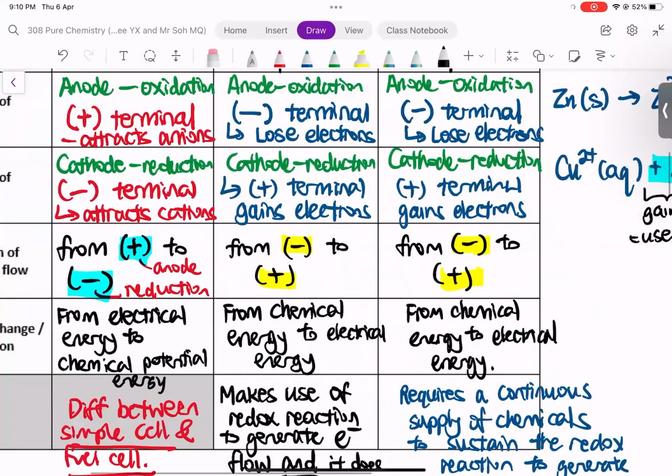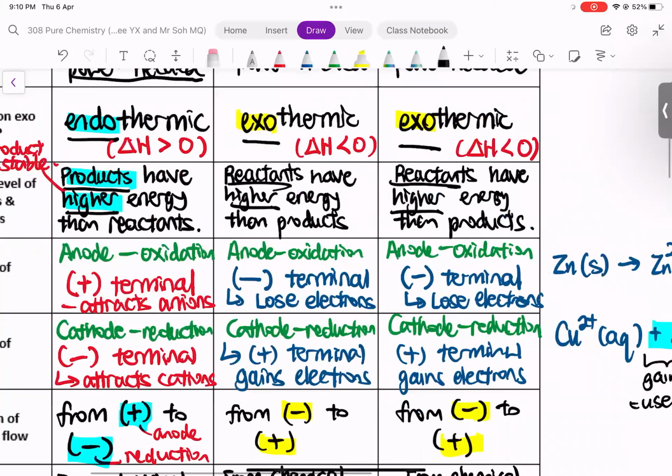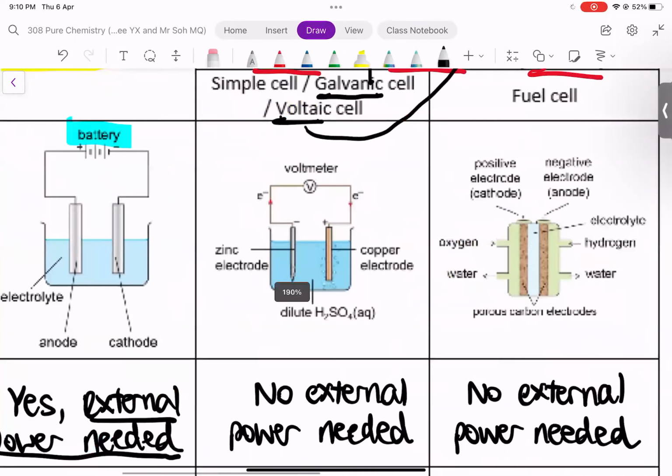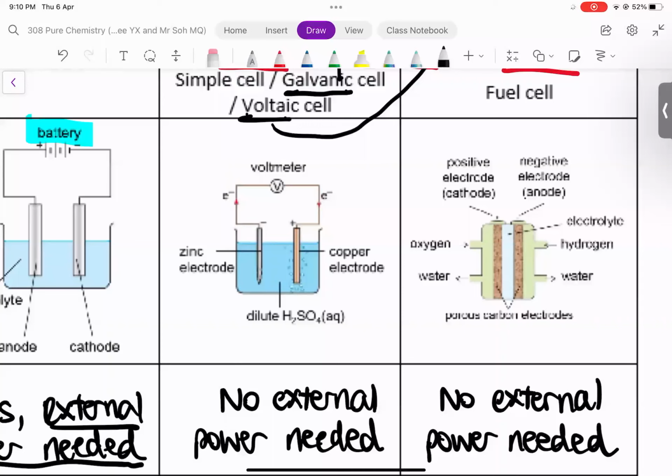If you focus on the diagram, don't you realize that what we are doing here is actually generating a flow of electrons? The electrons move in a simple cell from the zinc to copper, more reactive to less reactive, right? From the negative to the positive electrode. It's an electron flow. And it's the same in a fuel cell. It has to go from the negative to the positive. So this is the direction of electron flow.